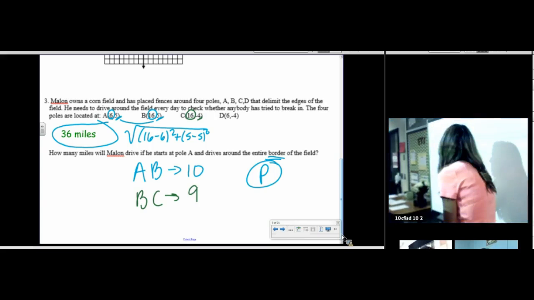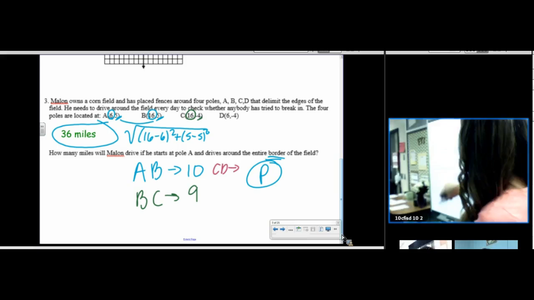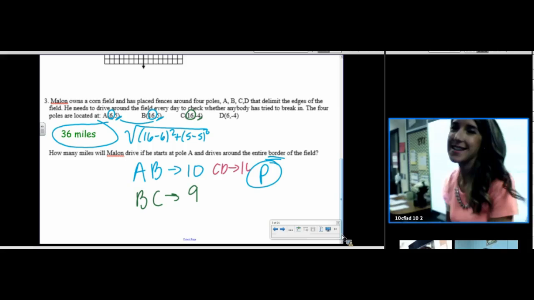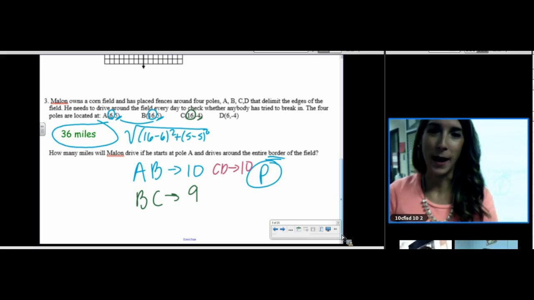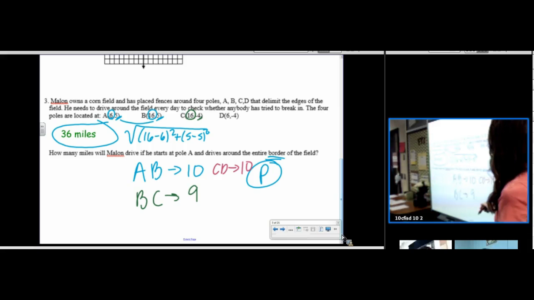Okay, now let's do from C to D. Oh, I got lucky again. The -4's match, so the distance from 16 to 6 is 10. And now I can kind of tell that I'm dealing with a rectangle because the opposite sides are congruent, but I'll do the last one just in case. It could have tricked me and been something else.